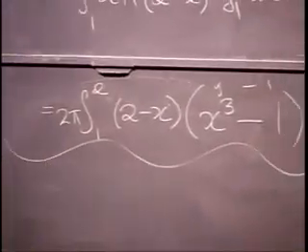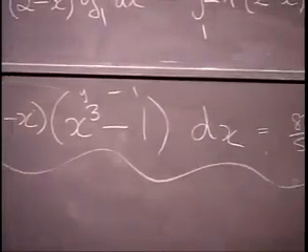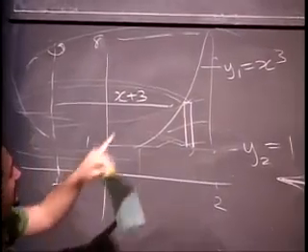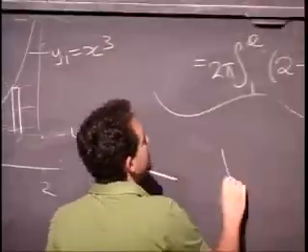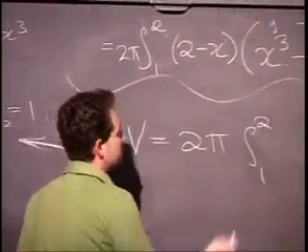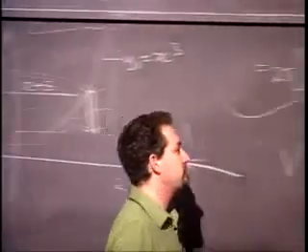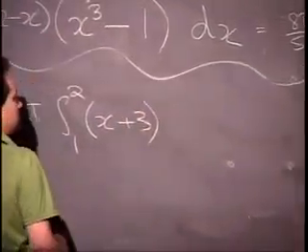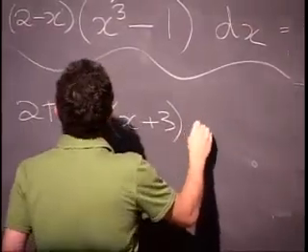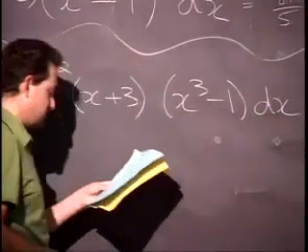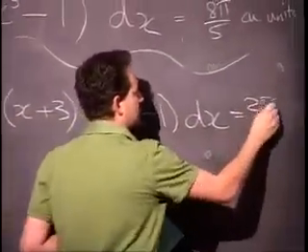Okay, let's finish this one. I'll go back to the other one just after a few seconds. To do this one, it's going to be exactly the same as what we just did, but instead of 2 minus x, it's going to be x plus 3. After all, the radius is x plus 3. We're revolving around minus 3, so it's x minus minus 3. So it's going to be x plus 3 outside of x cubed minus 1 dx. And this one is 259 pi over 10.